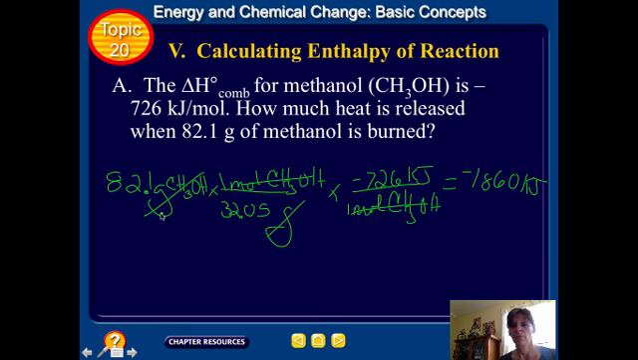It's probably about 100 milliliters of methanol. And you could compare that to the heat released in some other types of fuels.